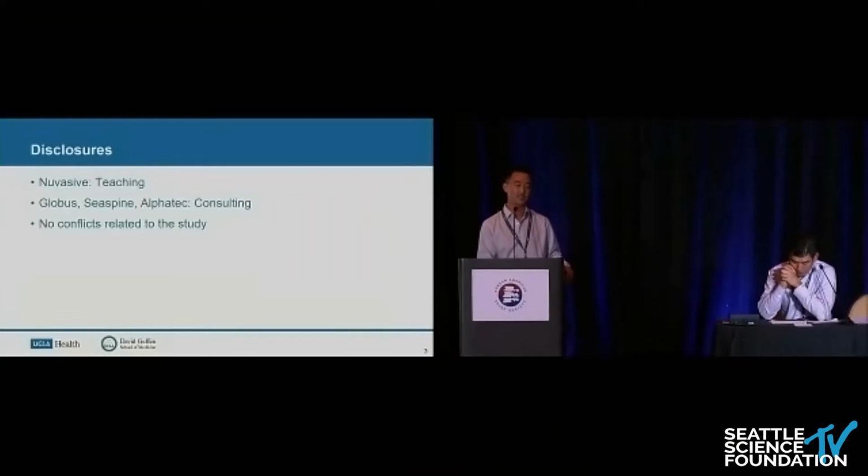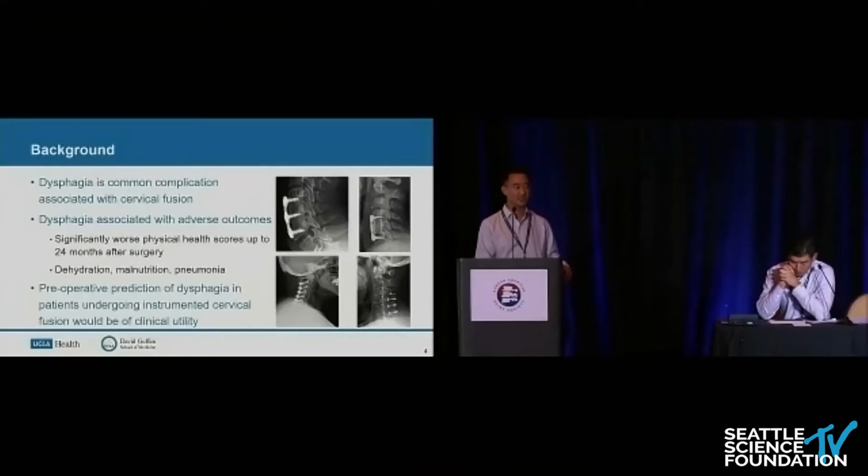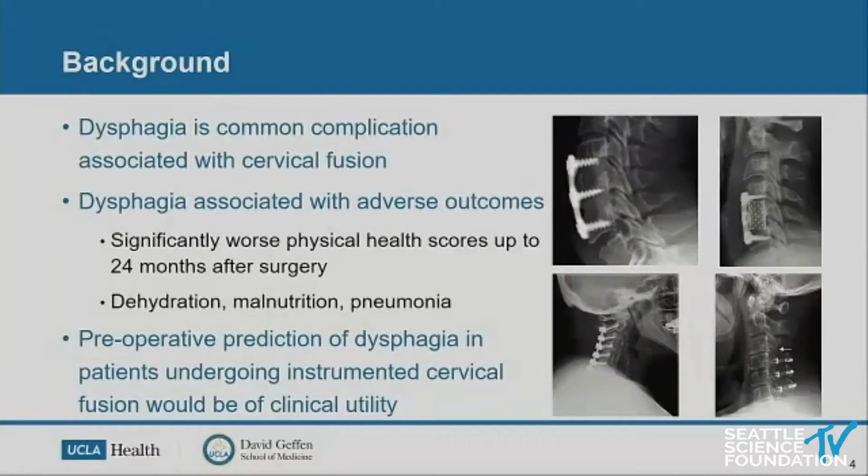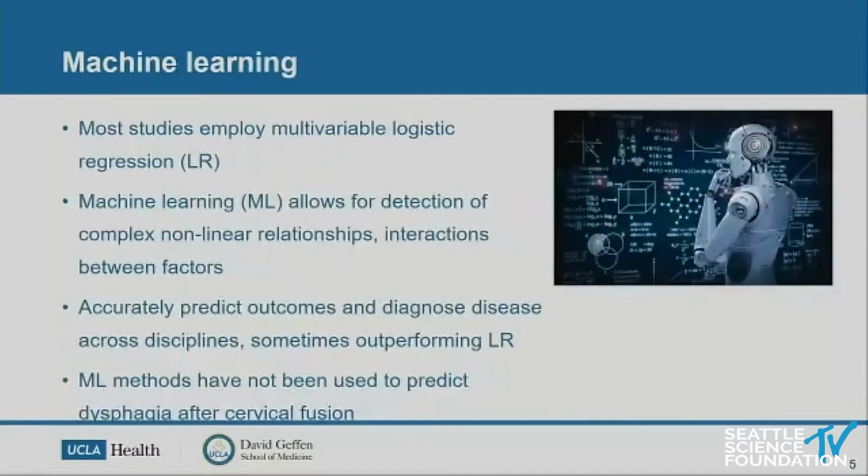Again, my collaborators and co-authors disclosures. Dysphagia, which we talked a lot about today, is a common complication. It can be associated with adverse outcomes, and being able to predict this preoperatively would be beneficial, so that we can use steroids in particular patients, or do something different, like a different kind of plate, and perhaps identify who is at risk and do something differently.